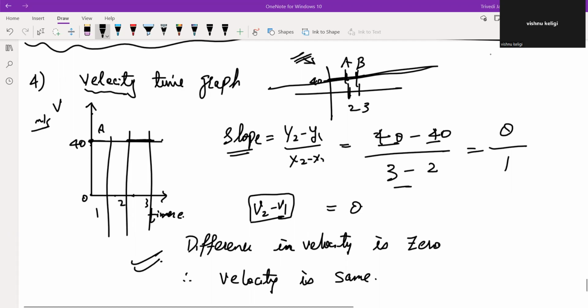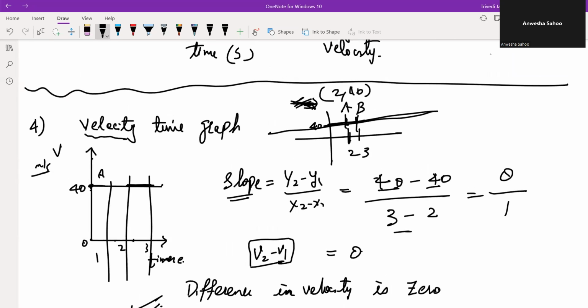What is the coordinate of A here? 2, 40. And B is 3, 40. So like that also, when it's the same line, it's only 40, 40.